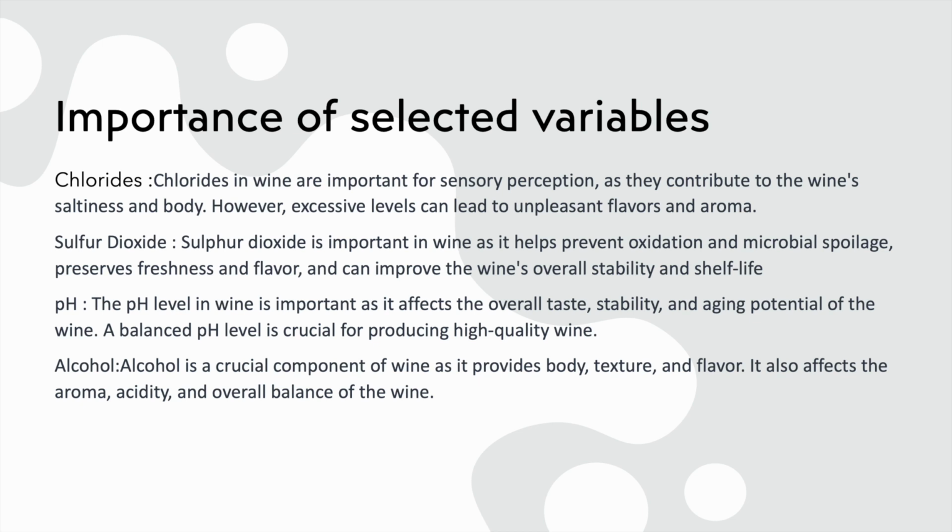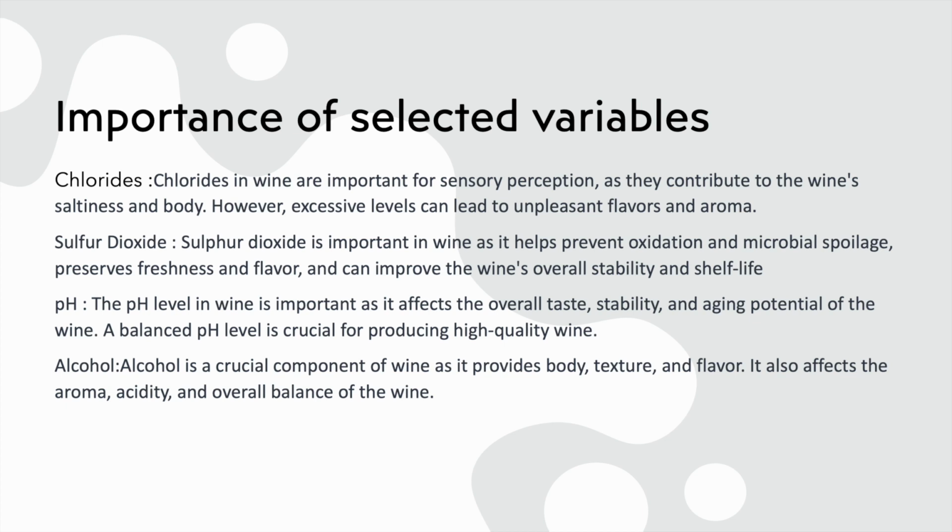In the end, we'll discuss the importance of the selected variables. Taking wine as the feature of consideration, we would say chloride, sulfur dioxide, pH, and alcohol play key roles. For a good wine, chlorides contribute to the wine's saltiness and body, so I tend to want less chlorides. Sulfur dioxide is important. It prevents oxidation and helps in preserving the wine for a longer time.